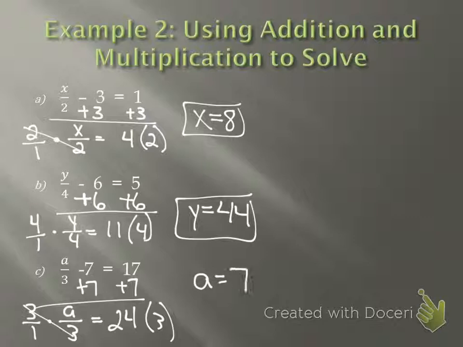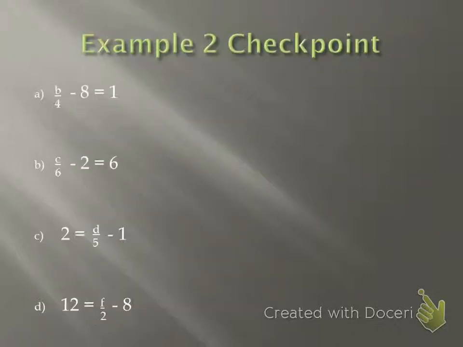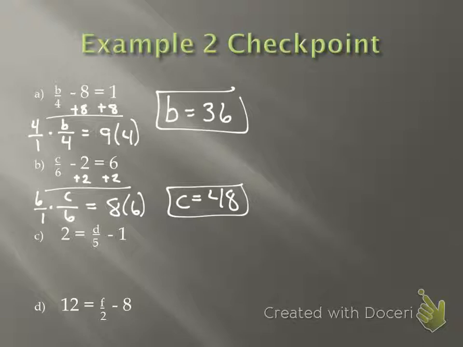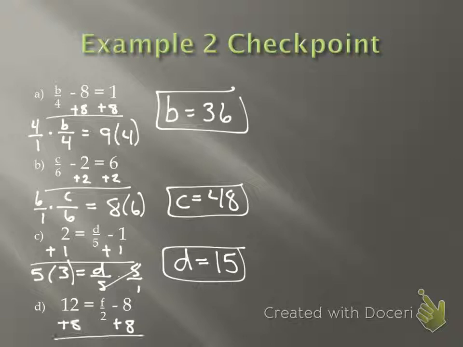A equals 72. All right, I want you to do the checkpoint numbers 6 through 9. What's the answer to the first one? B equals 36. Very good. What's the answer to the second one? D equals 48. Good. What about the third one? D equals 15. And the fourth one? F equals 40. Awesome. Who got all four? Great job, guys.